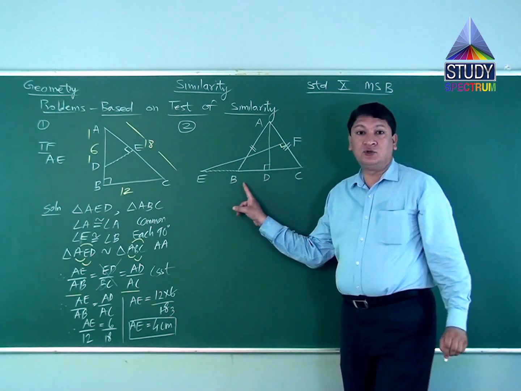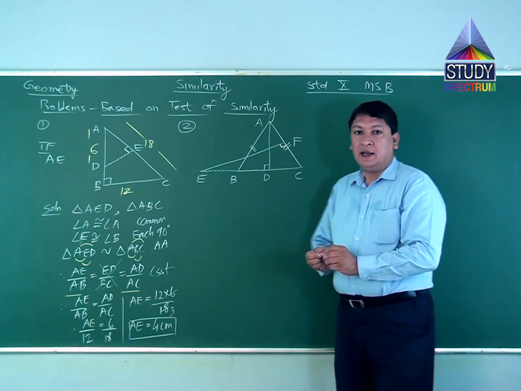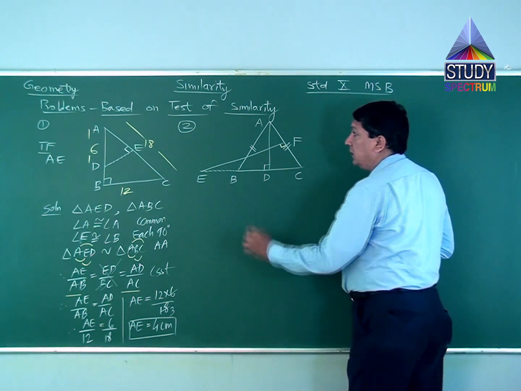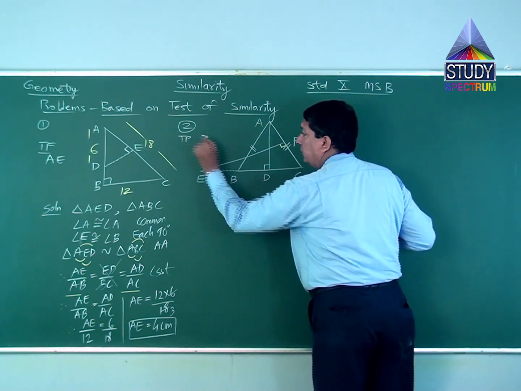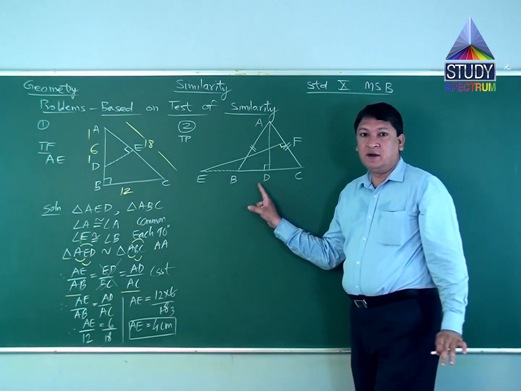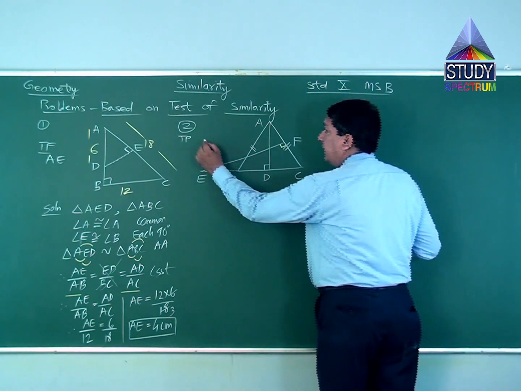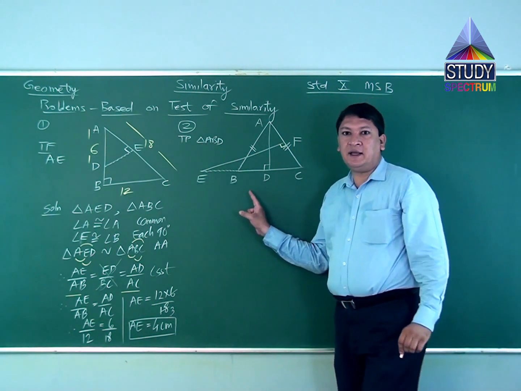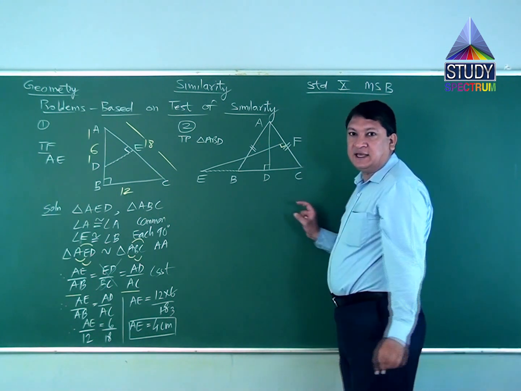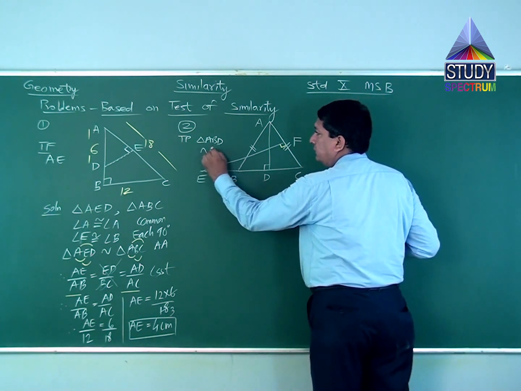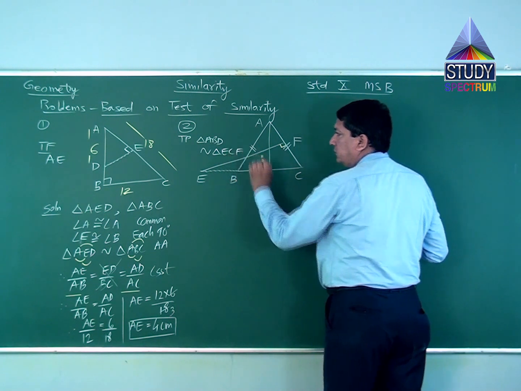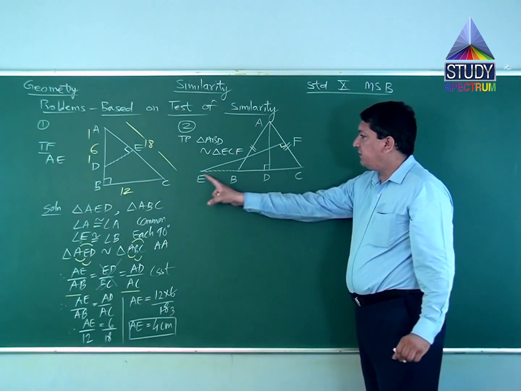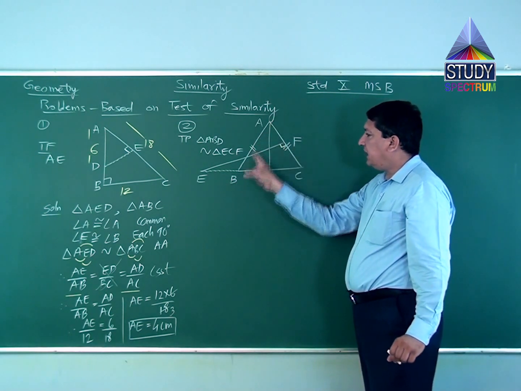Now let's see what all values are known to us. In this, there are no numerical values given to us. With the information given, we only need to prove triangle ABD is similar to triangle ECF. This is ECF. This is ABD.